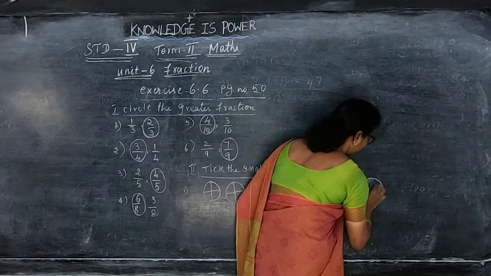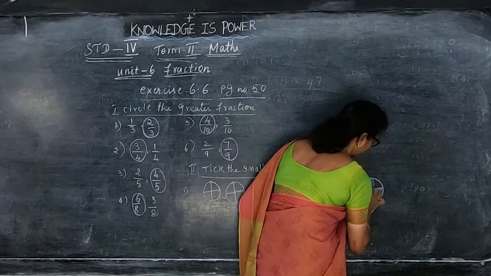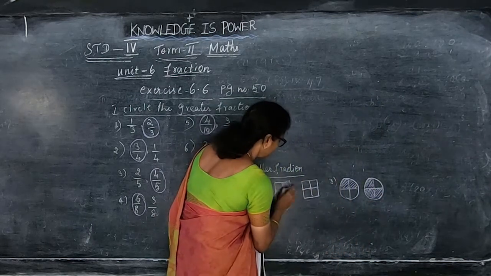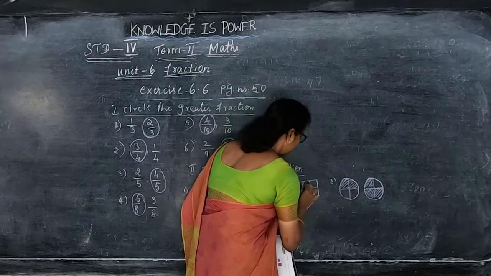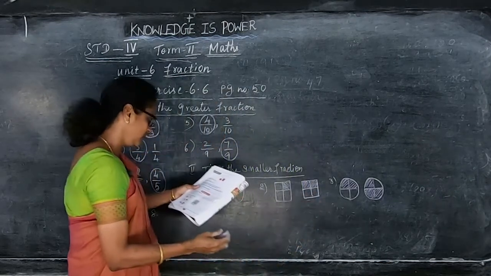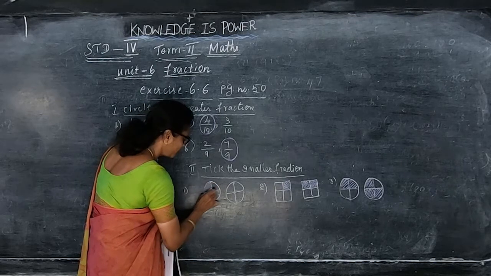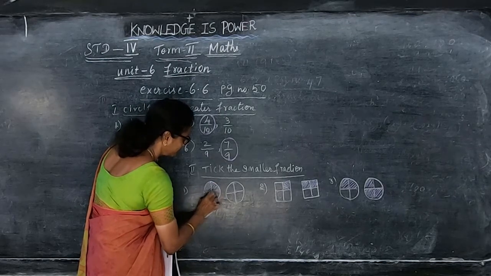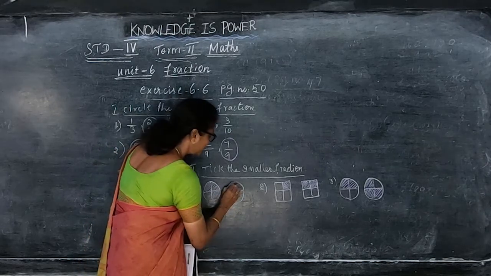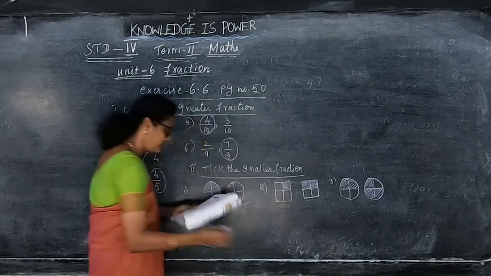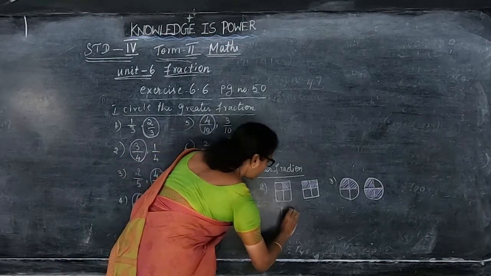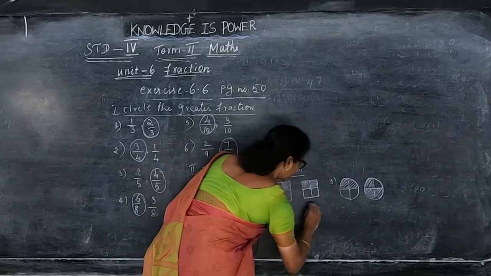Two and the other is 3. And then 1. Here you have to shade 1 and here 2 portions are shaded. Then here also 3 portions are shaded. And here 1 portion is shaded. So in this fraction, which one is the smaller? You have to tick it. This one or this one. So which is the smaller fraction, look at the picture and tick it.